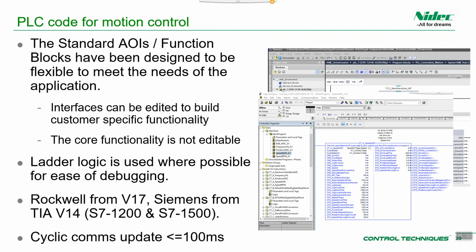So the standard AOIs or function blocks have been designed to meet the needs of most applications. The interfaces themselves can be edited to a certain degree to allow you to build in custom functionality. So for example, the interface that you see here can be fully edited internally if you'd like to make a custom implementation.